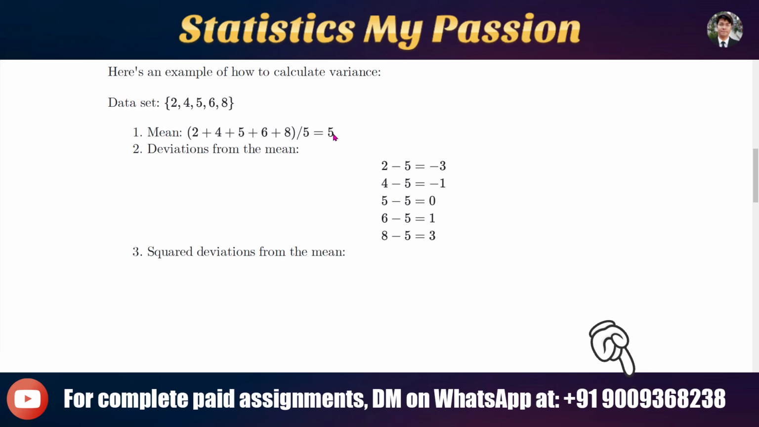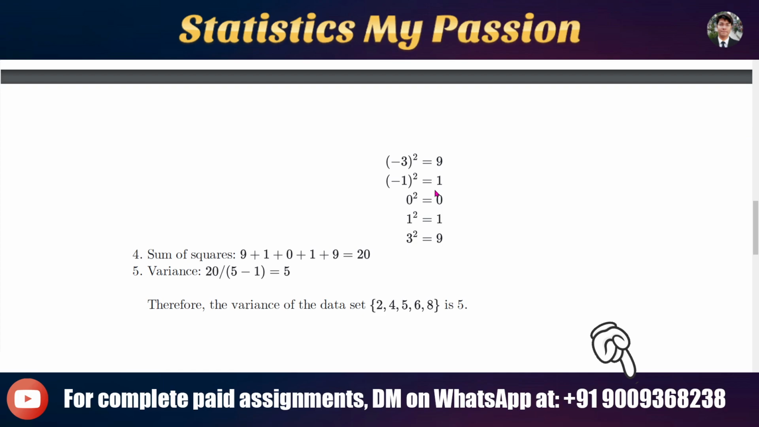So basically you need to understand what our formula is saying. Subtract the values from the mean: 2 with 5, 4 with 5, 5 with 5, and again we get 5 numbers. These are the deviations from the mean. Now we need to square them, simply square all these 5 numbers. Like minus 3 squared is 9, and minus 1 squared is 1, and so on. So we get again 5 numbers.